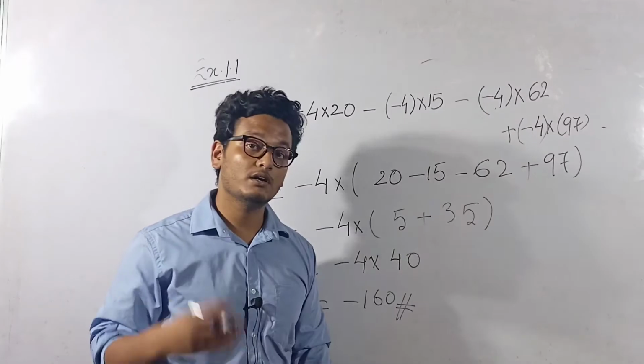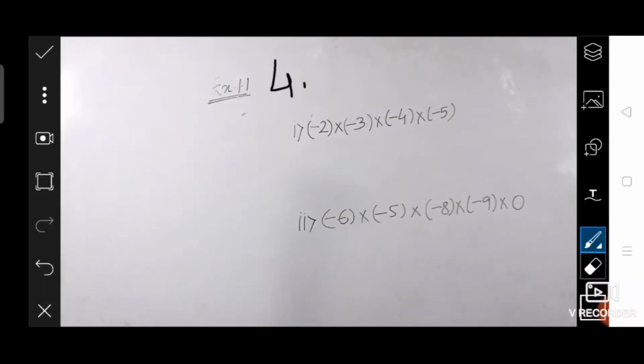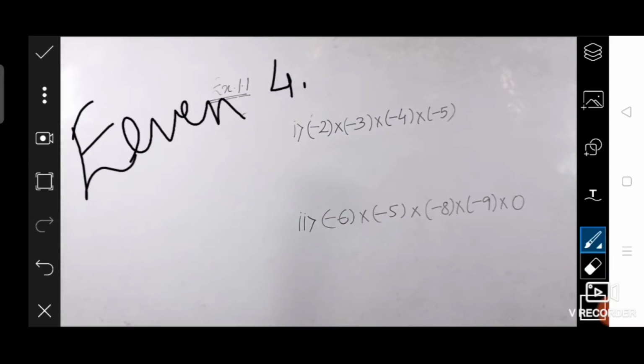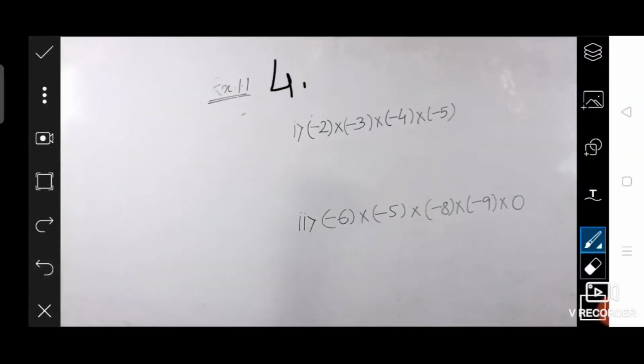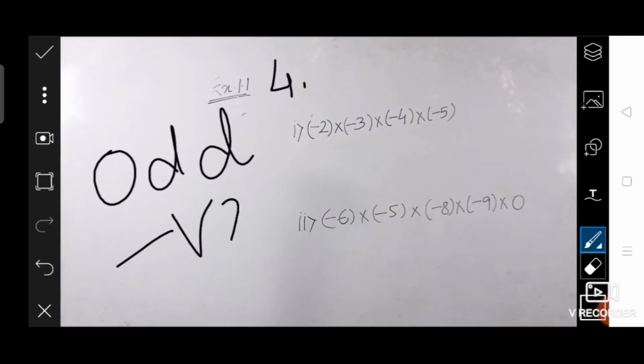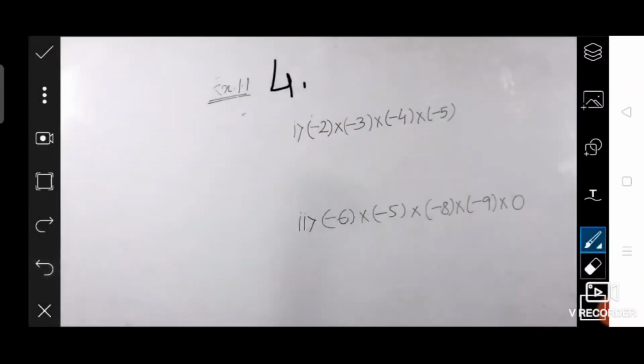Now let's move to question number 4. So students, in question number 4, what they have told is, we have to find the sign of the product without really doing the multiplication, which is very easy. Because students, I have already told you that if the number of negative numbers in a product is even, then the sign is positive. Yes or no? And if the number of negative numbers in a product is odd, then the sign is negative, right?